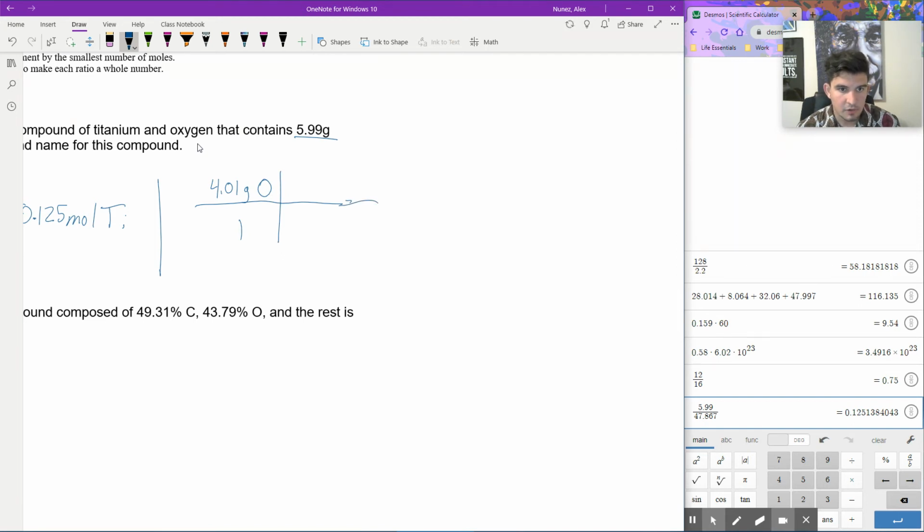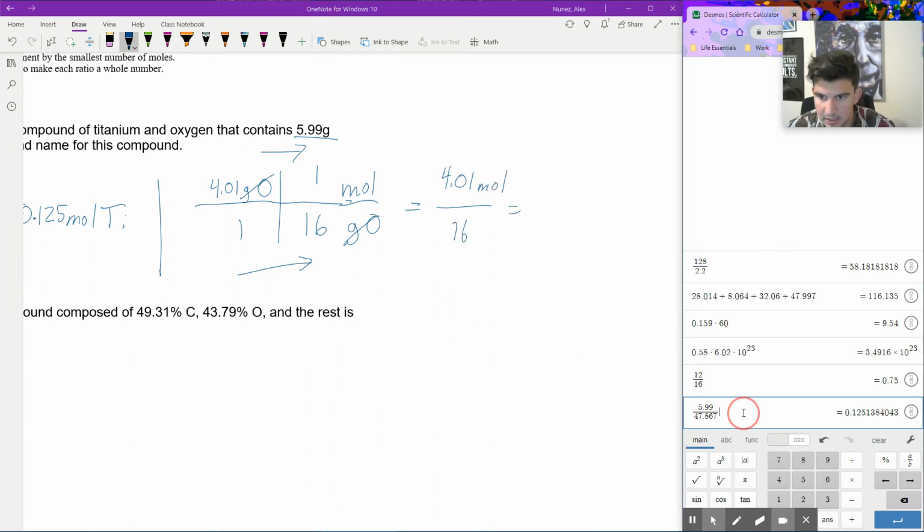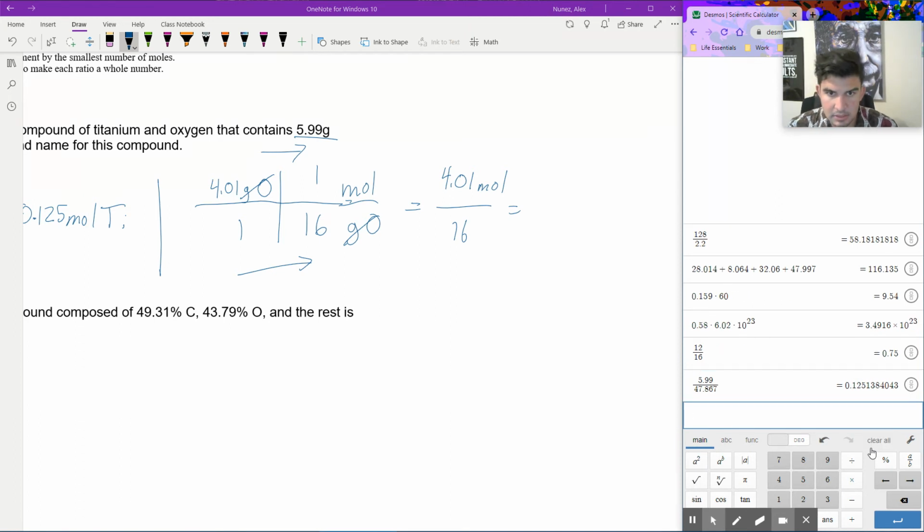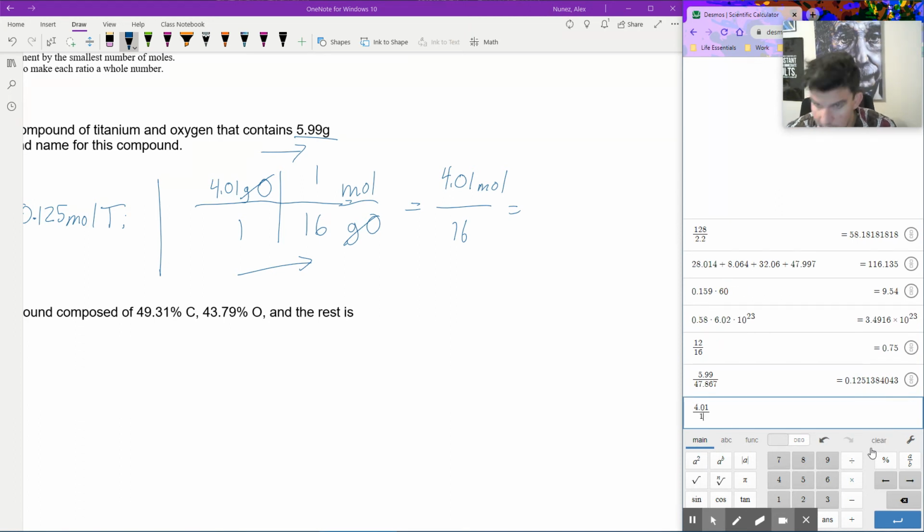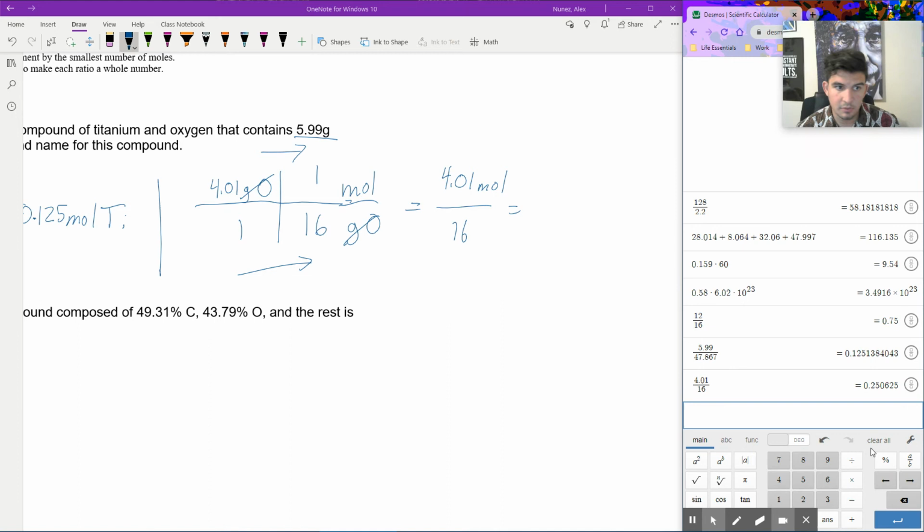And I need to convert this into moles. So I need to look up its molar mass. 1 mole of oxygen is about 16 grams. So again, I'm going to multiply across the top and bottom. Grams of oxygen cancel out. I've got 4.01 moles on the top, 16 on the bottom. And that tells me I have, this should be about 0.25. Yep, so 0.25 moles of oxygen.